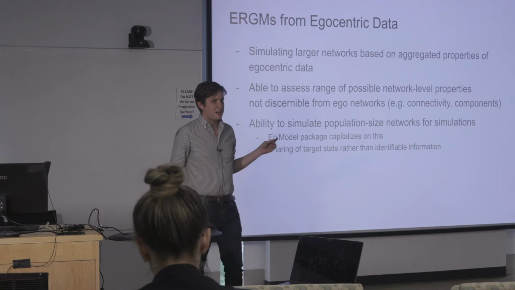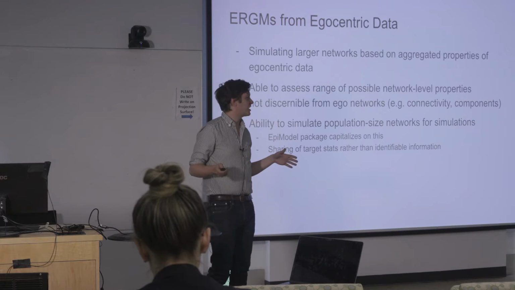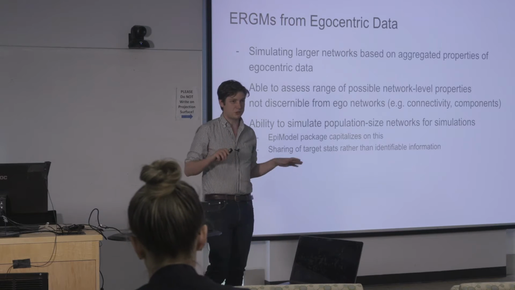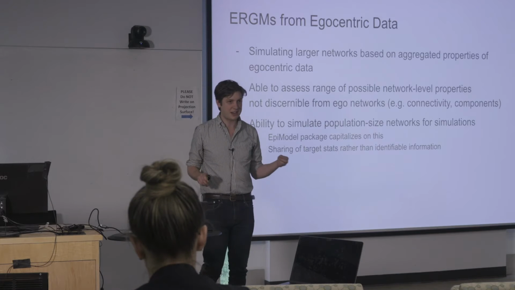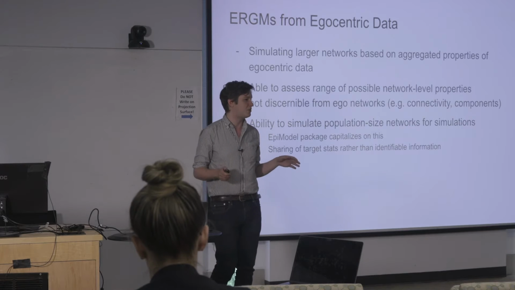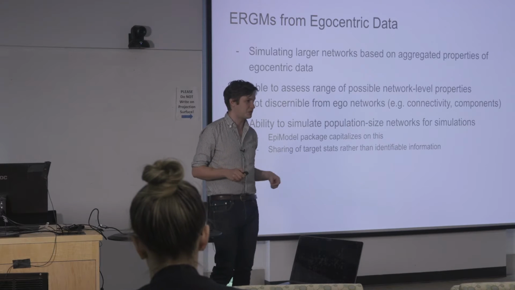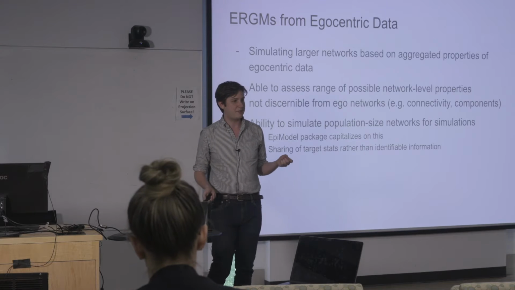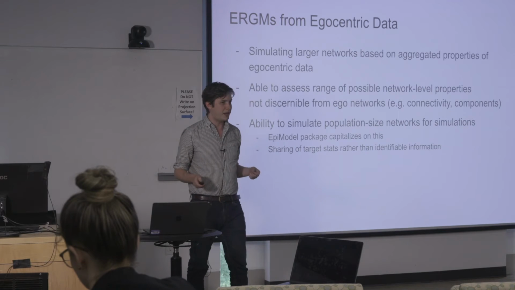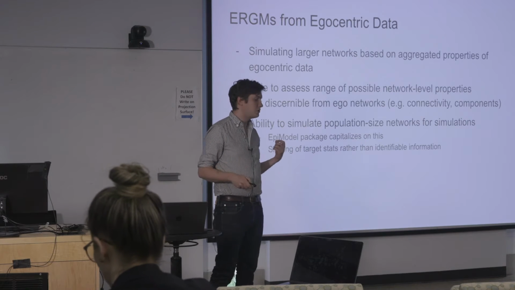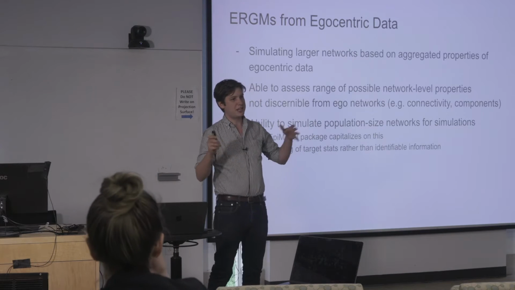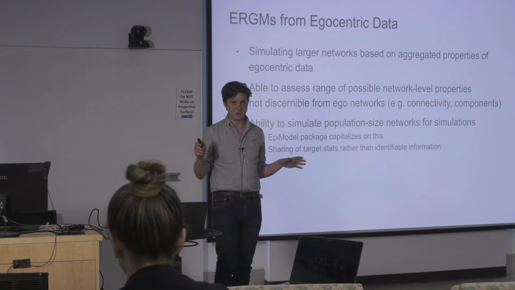The first thing is that by simulating larger population-sized networks from egocentric data, you're able to assess the range of possible network-level structural properties that you couldn't get just by asking what's going on. So if you're interested in, given a certain population, how many isolated components are there in the network, or what's the connectivity like? You can't really get that if you're asking individuals who they're tied to and whether those people are tied to each other. But if you can use those data to estimate a range of networks, then you can look at those simulated networks and say, these are the sets of broader structures that are possible.